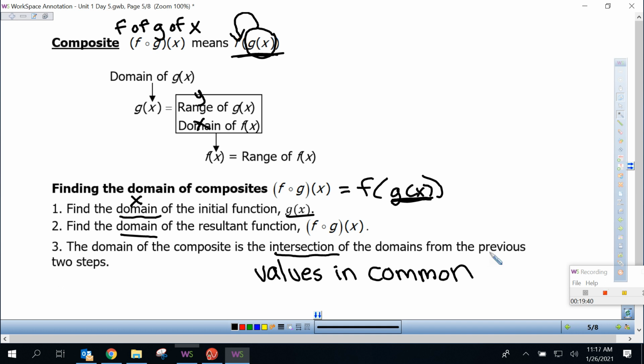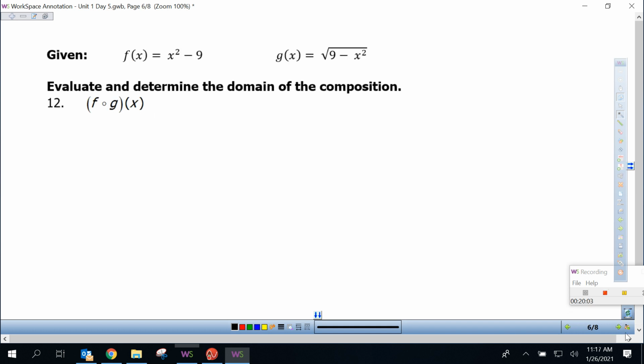Okay, I'm going to break these down step by step. So for this problem, f of x is x squared minus 9. g of x is the square root of 9 minus x squared. We need to evaluate and determine the domain of the composition. So the first thing we need to do is evaluate.